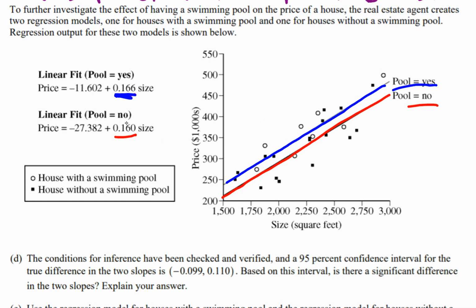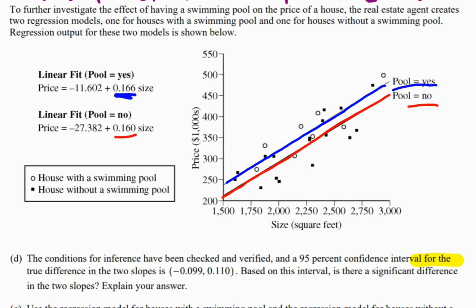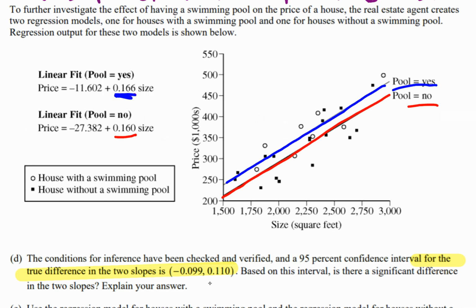So in part D, they say the conditions for inference have been checked and verified. A 95% confidence interval, and this is important, read carefully, for the difference in the two slopes is between negative 0.099 and positive 0.001. Based on this interval, do you think that there's a significant difference in the slopes? The answer to this question should be no. And just like in any confidence interval, since it contains 0, that's your reason. 0 is a possible difference between these two slopes.